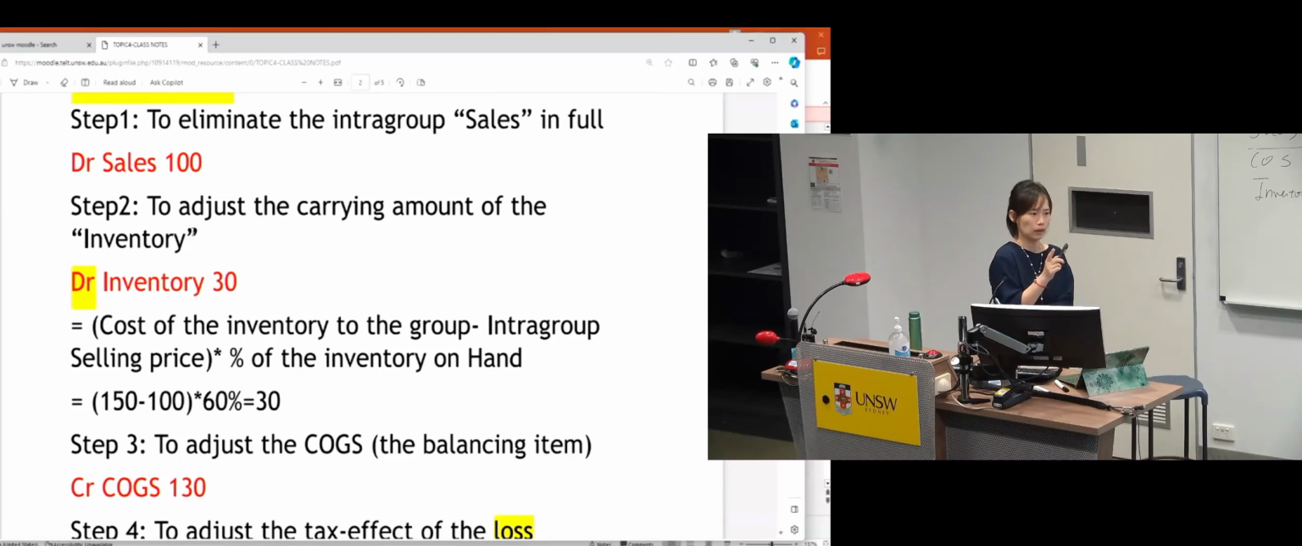Now then, finally, the tax adjustment. Because the elimination of the loss will result in a group profit increase, right? So group profit increases, therefore the income tax expense of the group increases. And on the credit side, we credit DTL. Now, why DTL? Let's go back to the inventory adjustment here. You debit inventory, which increases the carrying amount and increases the taxable temporary differences. That leads to recognition of DTL.